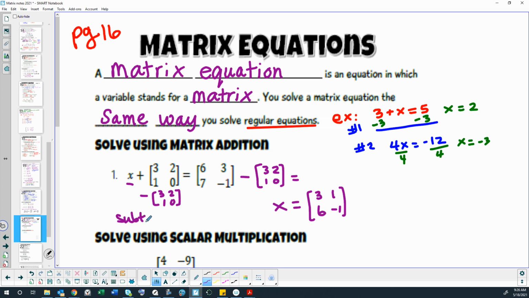What if it had already been a negative instead of a positive? This one was a plus, but what if it had been minus a matrix instead? What would we have done? Then we would add it to both sides, right? We always do the opposite.